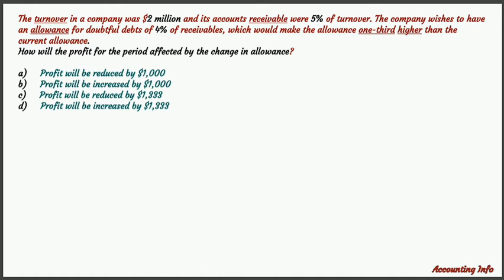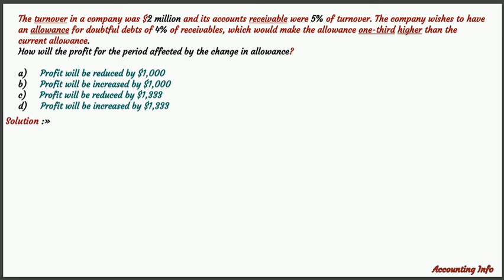Option A. Profit will be reduced by $1,000. Option B. Profit will be increased by $1,000. Option C. Profit will be reduced by $1,333. Option D. Profit will be increased by $1,333. Let's start to solve the question.